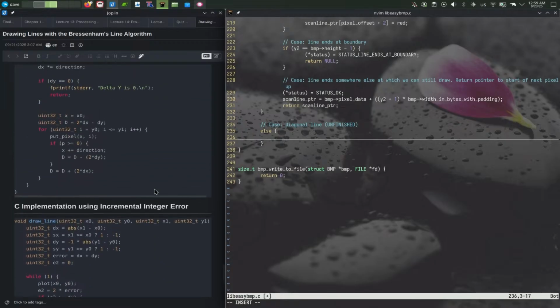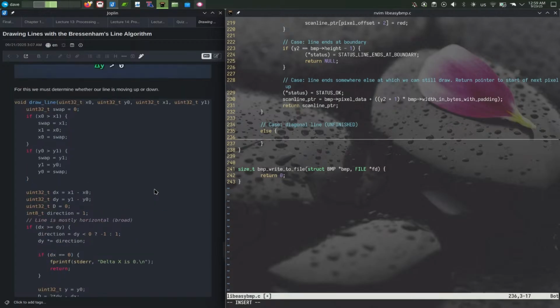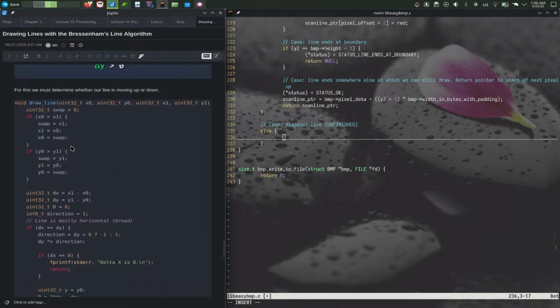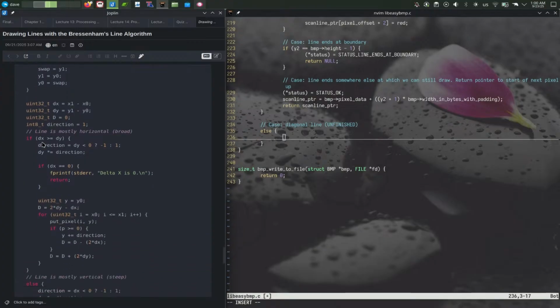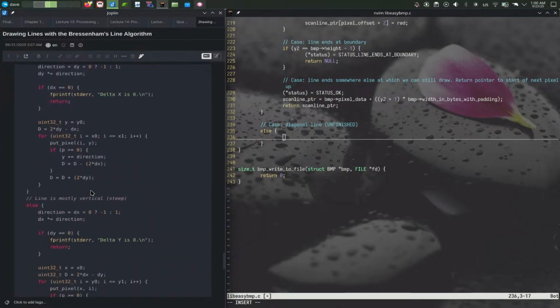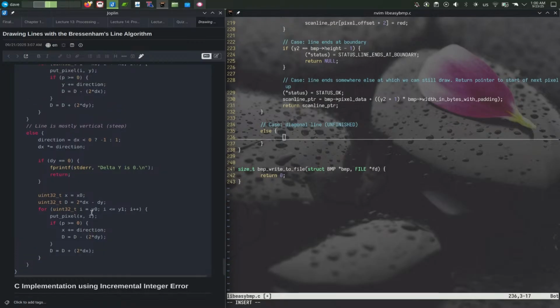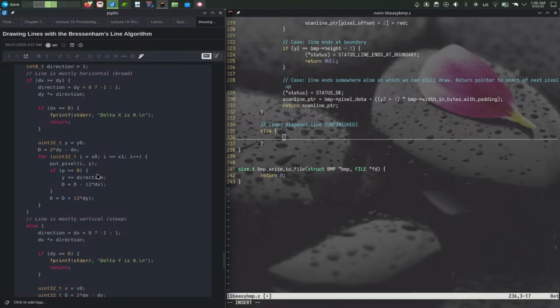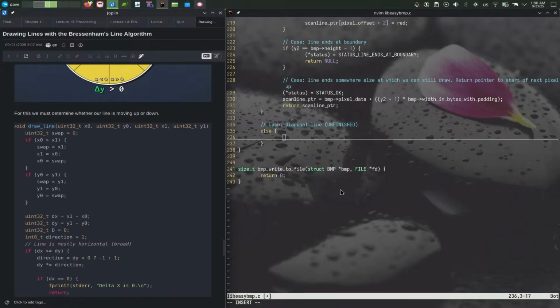But I think all that matters is really just that you pay attention to this, right? You want to swap them. Yeah. Actually, I'm not using this implementation. I'm going to really use this implementation instead. Alright.